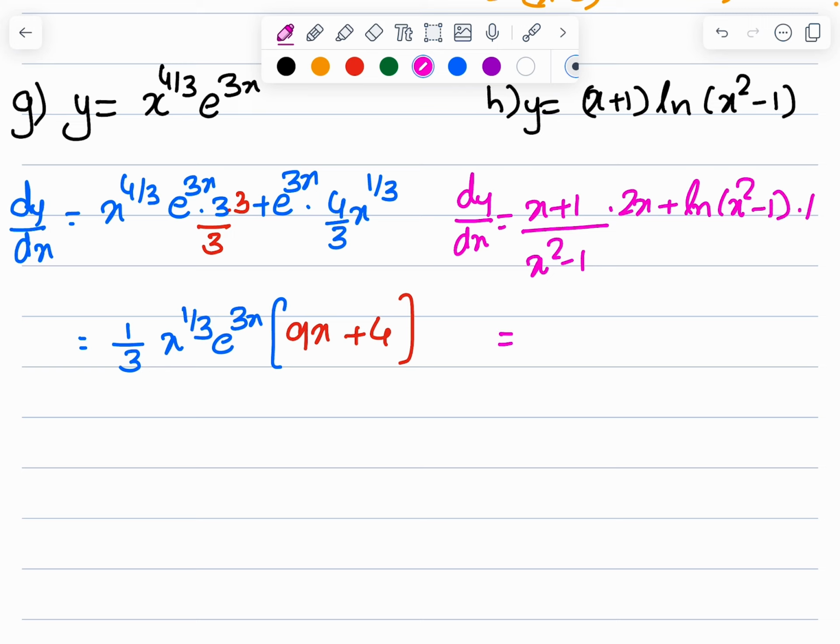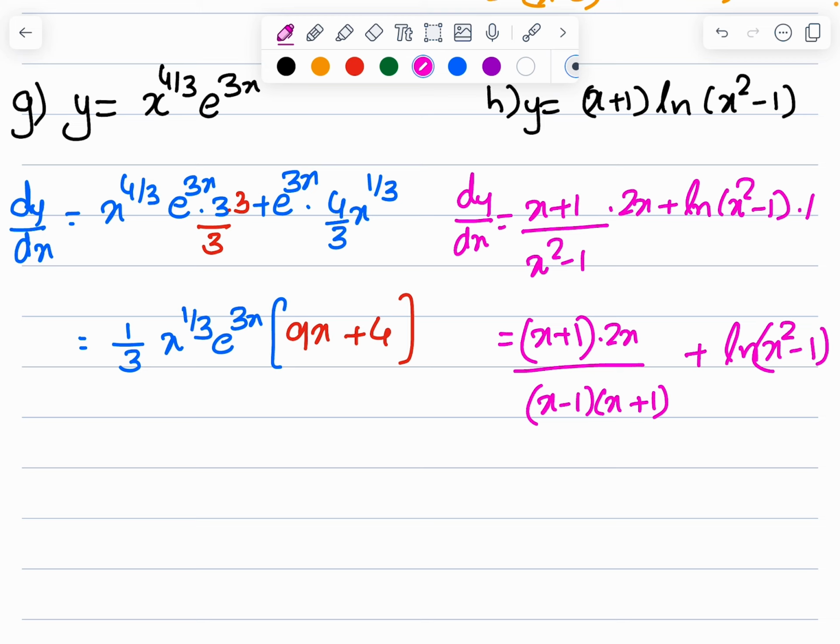What can I do is this: x plus 1 times 2x, denominator is x squared minus 1. It can be written as x plus 1 times x minus 1, plus ln of x squared minus 1. So what will happen? X plus 1 cancels. So what will be left over? 2x upon x minus 1 plus ln of x squared minus 1. That's going to be the answer.